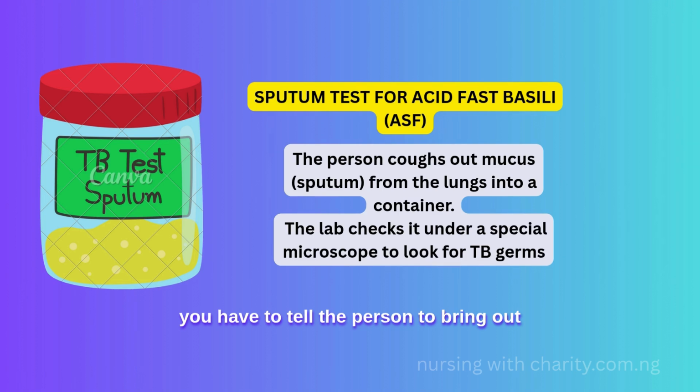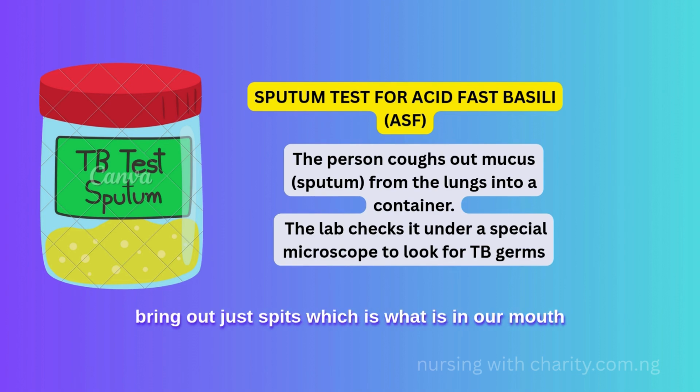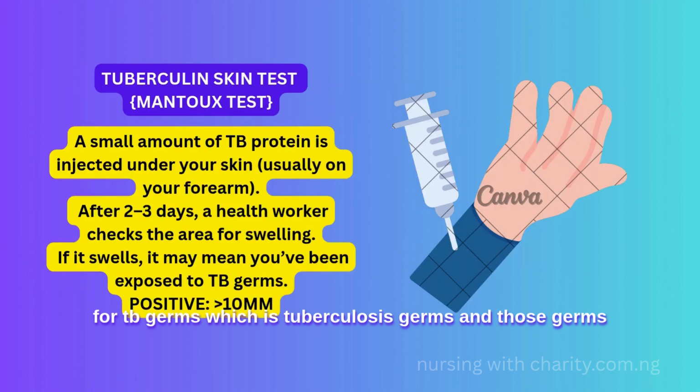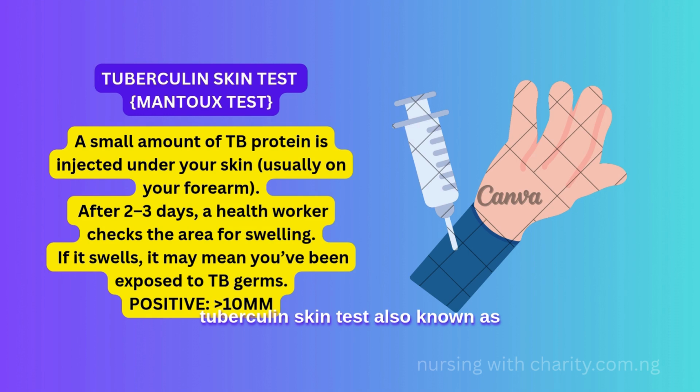You have to tell the person to bring out mucus from deep down their throat. The sound is actually not pleasant to the ear, but that is what we need for the test. The person should not bring out just spit, which is what is in our mouth, but from within the lungs. And the lab checks it under a special microscope to look for TB germs, which is tuberculosis germs, and those germs are the mycobacterium.